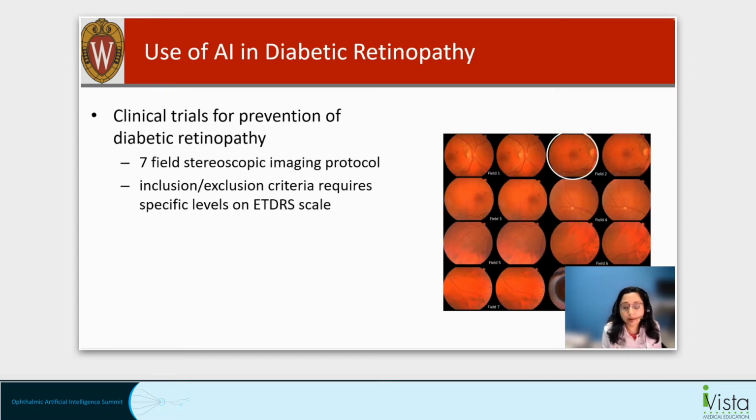Clinical trials, on the other hand, use different imaging protocols, and they use what are called the 7-field stereoscopic imaging protocol, which require multiple images, essentially 7 areas of the retina that are imaged using stereoscopic imaging. So there's pairs, so there's 14 images. And graders review these 14 images using stereo viewers to arrive at a scale called the Early Treatment Diabetic Retinopathy Severity Scale. Now, the ETDRS scale is also used for inclusion-exclusion criteria for clinical trials.